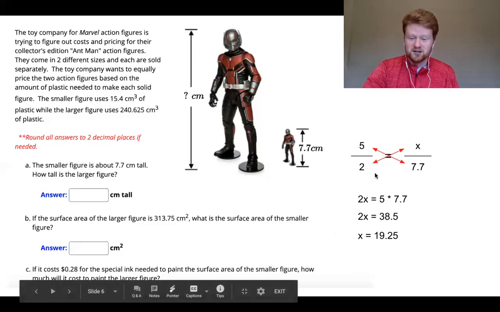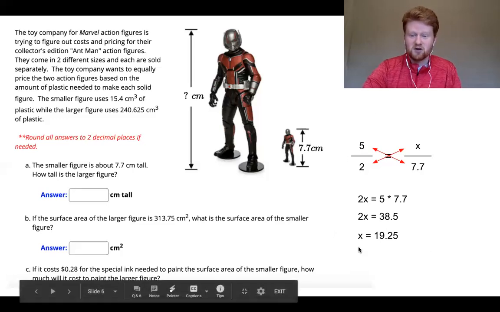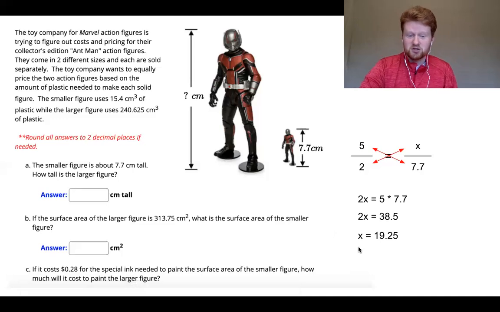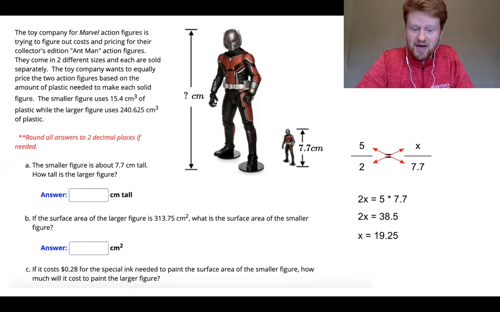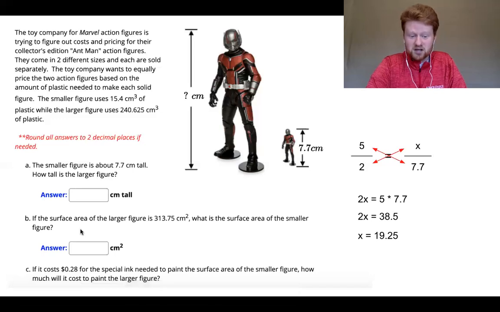So we used the linear ratio, set up a proportion and cross multiplied, and then solved for x. For each of the following problems, you're going to do a similar thing. The key is you have to figure out which ratio they're asking for. So just take a peek at the second one. If the surface area of the larger figure is 313.75, what is the surface area of the smaller figure? Well, it's pretty straightforward there. You're going to look at area, so the area ratio.